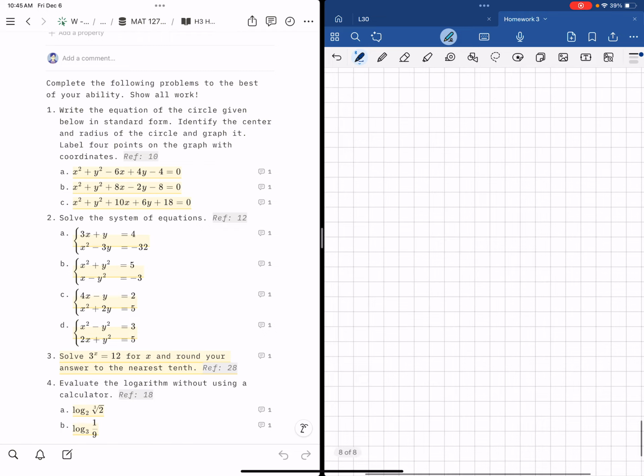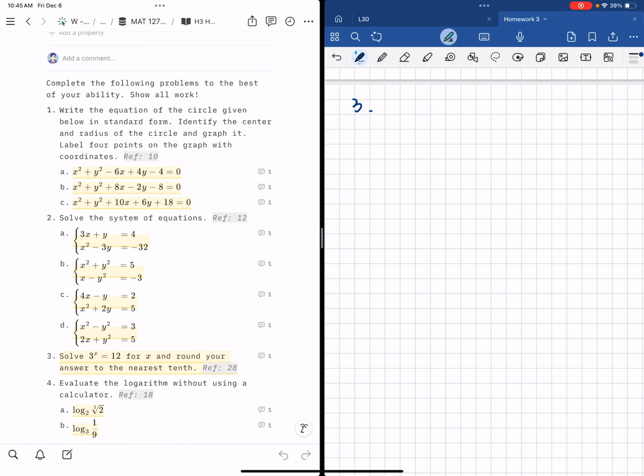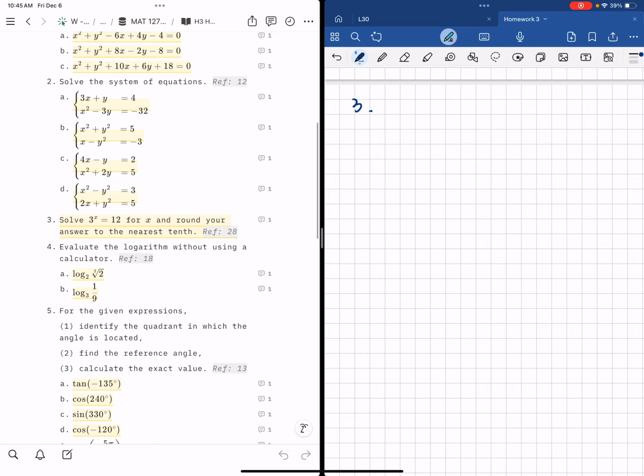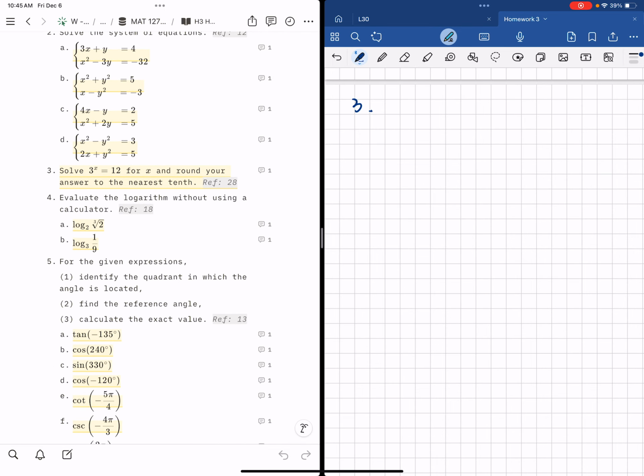Okay, number 3. Number 3 is solve 3 to the x equals 12 for x, and round your answer to the nearest tenth.